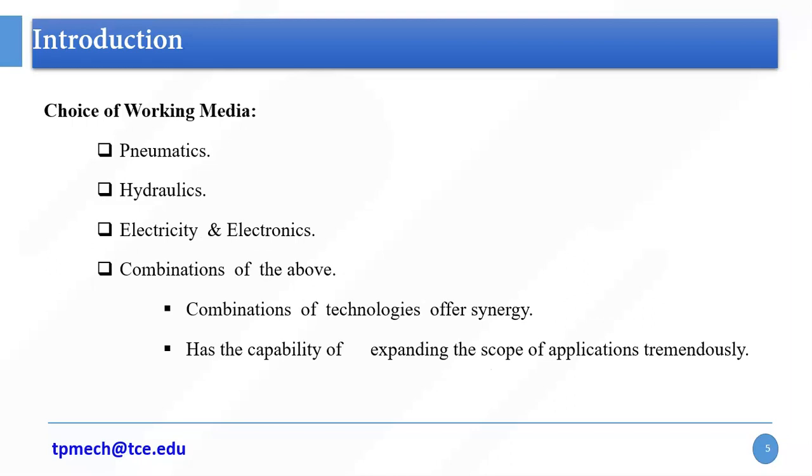In order to automate, we have a variety of working media. One is pneumatics, another is hydraulics, the third is electricity and electronics, and many more. Here I listed only 3, but there are many more. Sometimes it is a combination of the above. Generally, hydraulics can be used separately nowadays, but pneumatics is generally used in combination with electrical and electronics. A combination of technologies offers synergy and has the capability of expanding the scope of application tremendously.